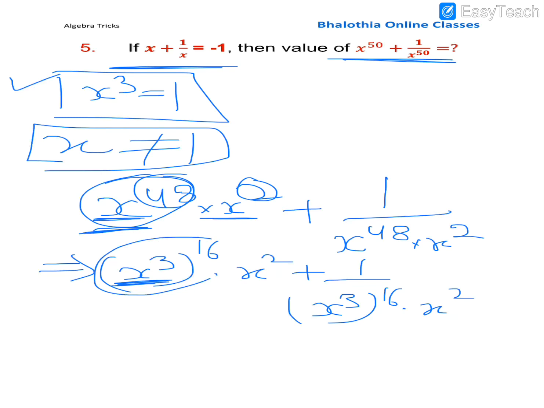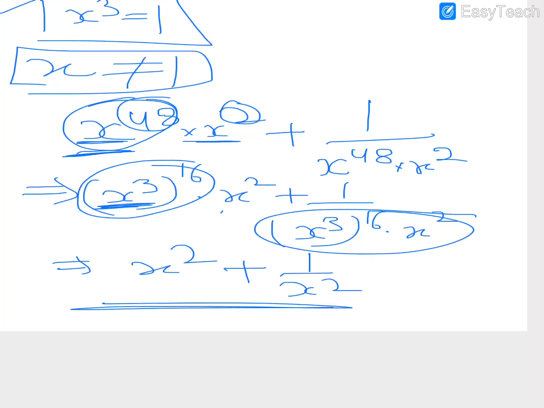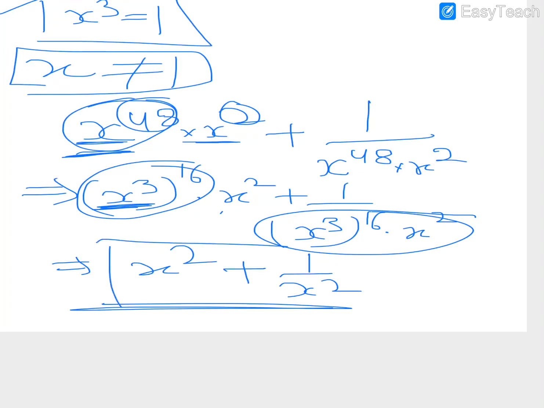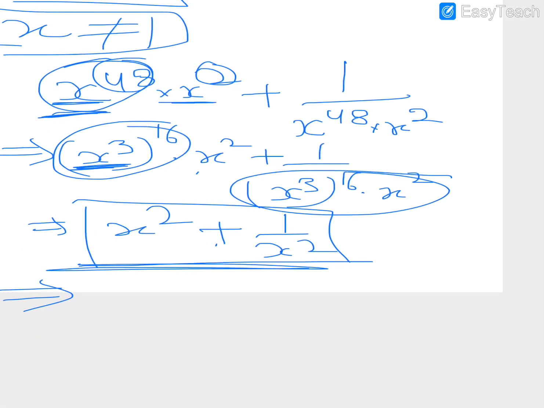1 raised to the power 16 will become 1 into x square, so it will become x square, and the same thing will become here as well. Okay, x square. So this is what we have to find: the value of x square plus 1 upon x square, and we know that from our formulas. That is very easy. Here plus is given and plus is asked.